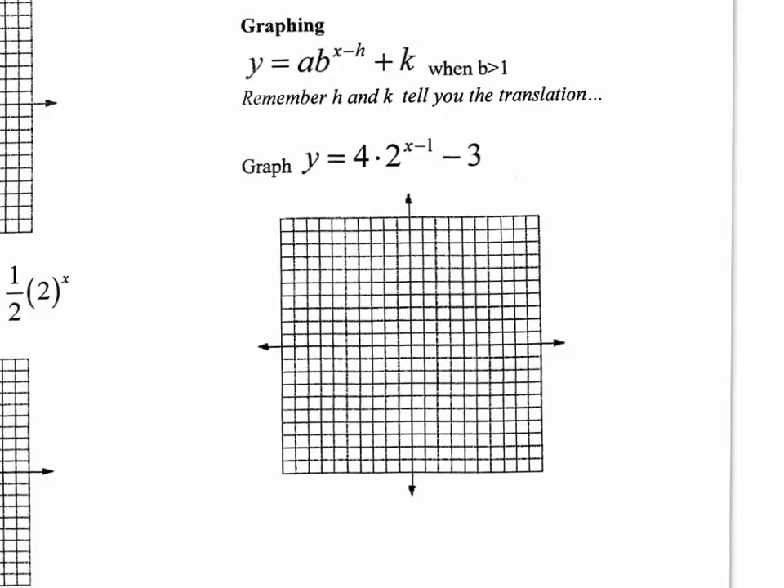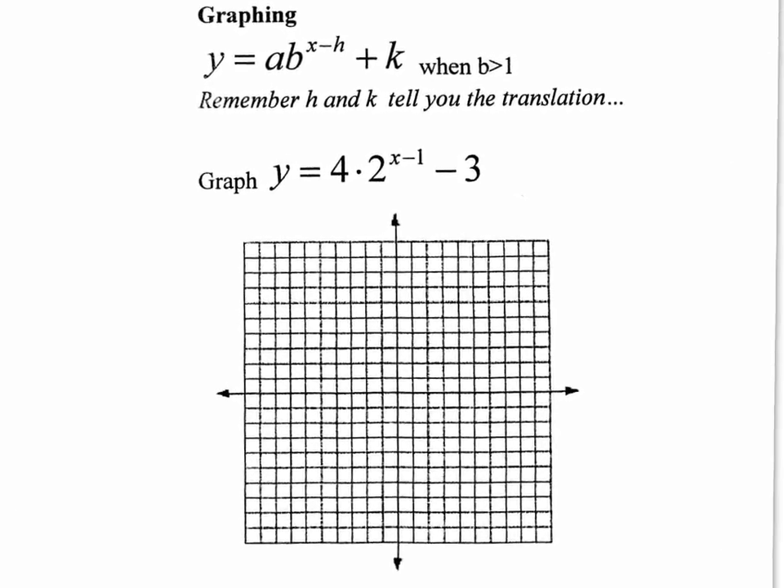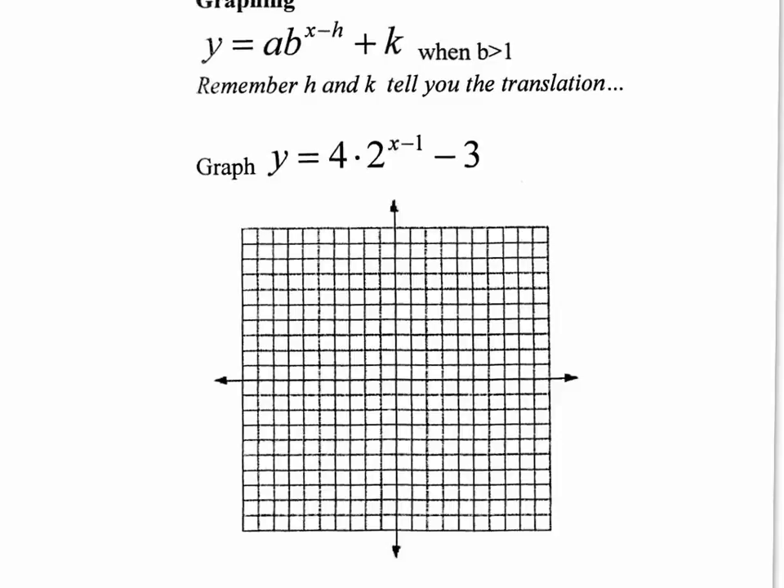So just like any other function, guys, I would like you to identify h and k. Now remember, h is always with x, whether it's inside a square root or up in an exponent. H is always with x. You always think opposite of what you see. The k is always at the end by itself, and you take it for what it is.